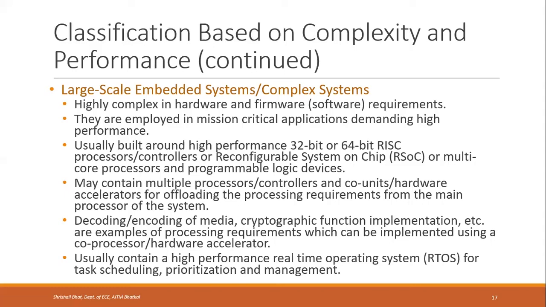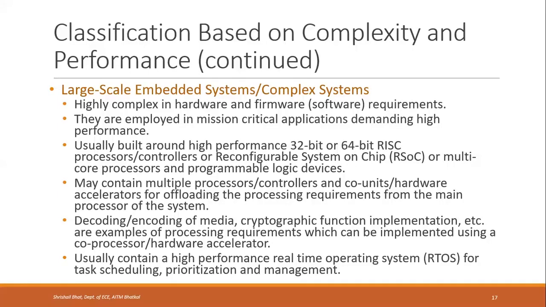They may contain multiple processors or controllers and core units or hardware accelerators for offloading the processing requirements from the main processor of the system. That means hardware accelerators, like in the case of a DSP; these things can be achieved by using hardware. Some software instructions can be accelerated. If you want to execute a particular task using software, it takes more time because you will have to write more lines of code, then decode it and then execute it. But instead, if hardware is provided for that, it will speed up the task. If additional hardware is provided, it will speed up the task.